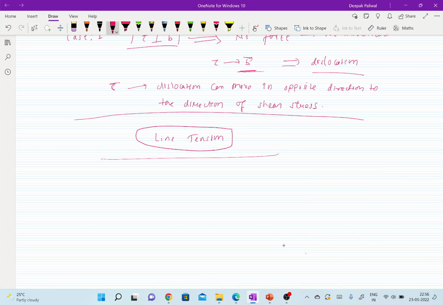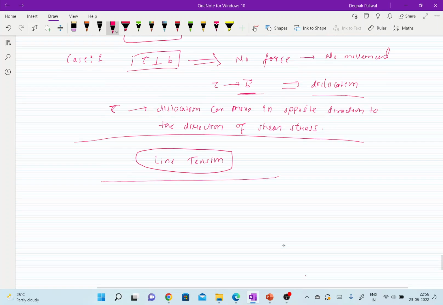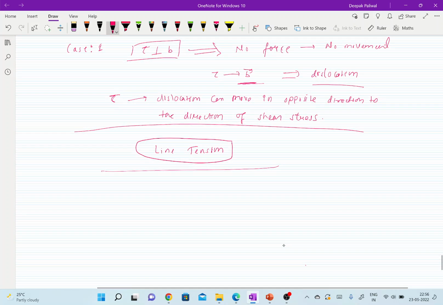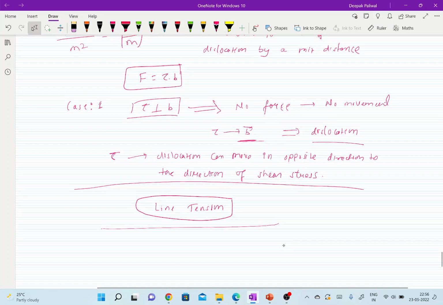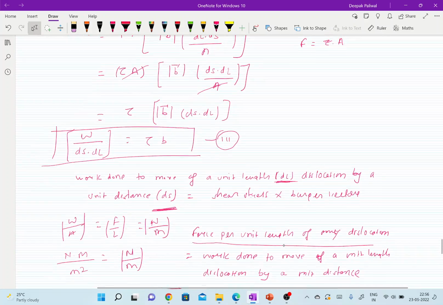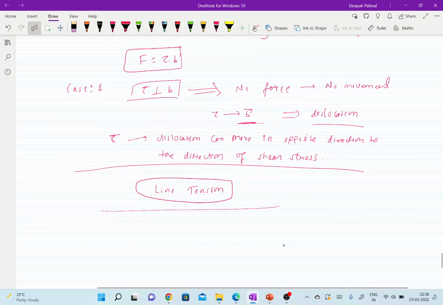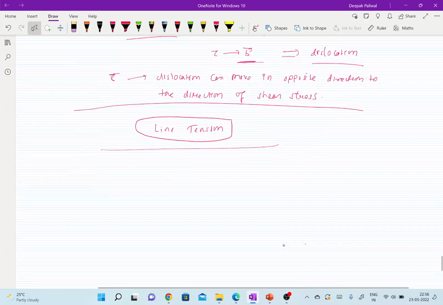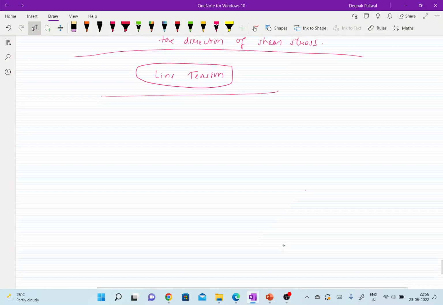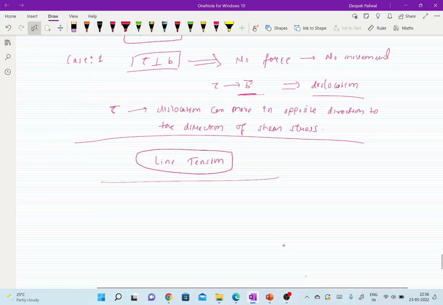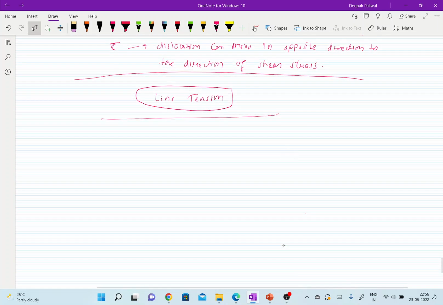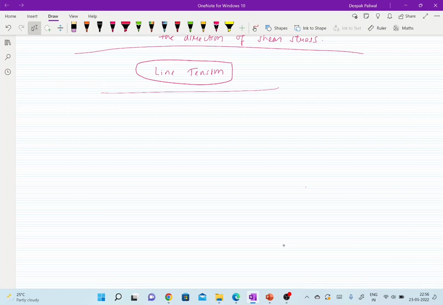So in the previous lecture we learned about association and dissociation of dislocations, and how to write the total energy related to the mixed dislocation. Then we learned about the motion of a dislocation, and we calculated the value of the force required to move a unit length of dislocation for a unit distance. Now in this lecture we will learn about the line tension.